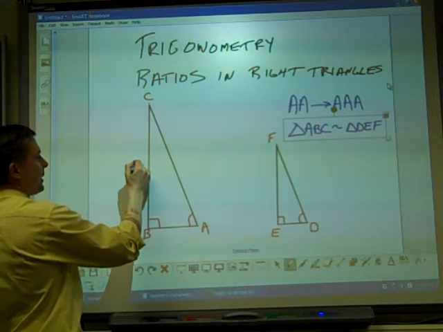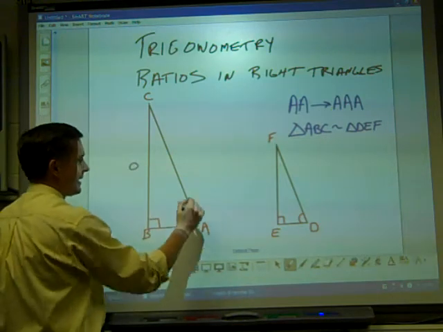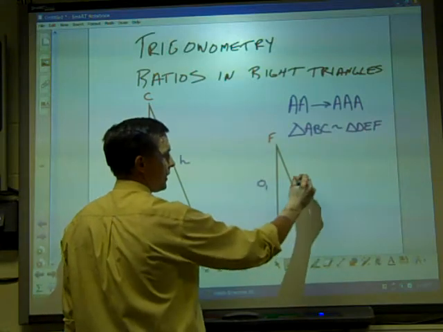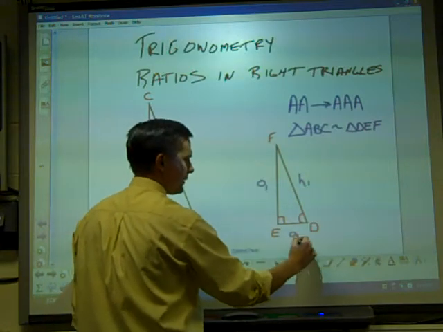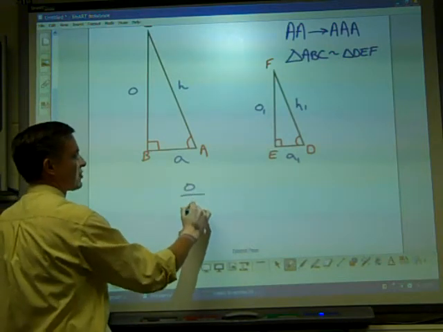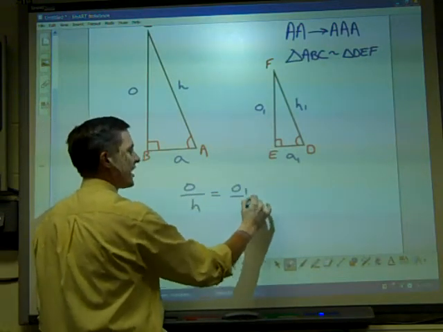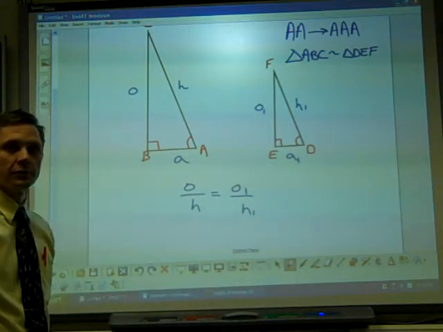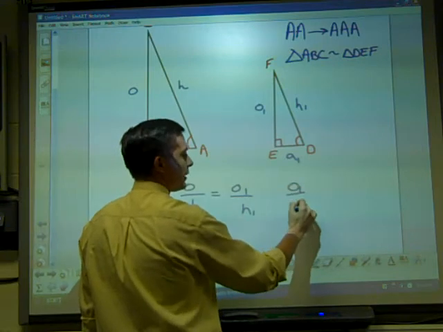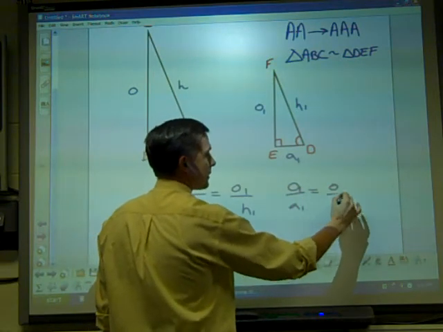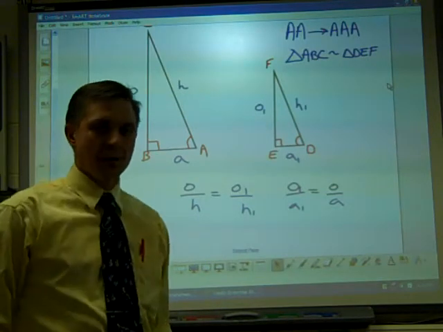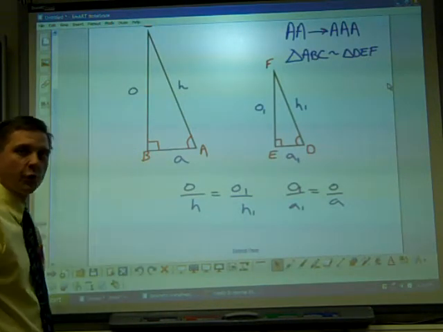So if I call this O, A, and H, and I call this O1, H1, A1, we're going to know that O over H on this triangle is the same as O1 over H1 on the other triangle. Or O1 over A1 would equal O over A. And since right triangles always have one 90-degree angle, we know this is a repeatable thing, okay?